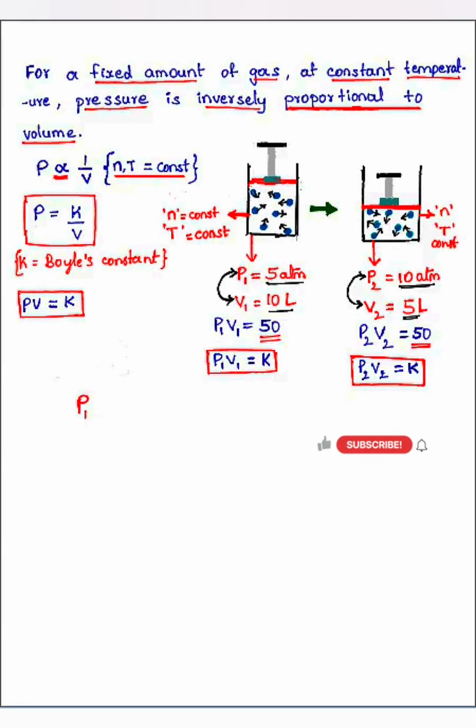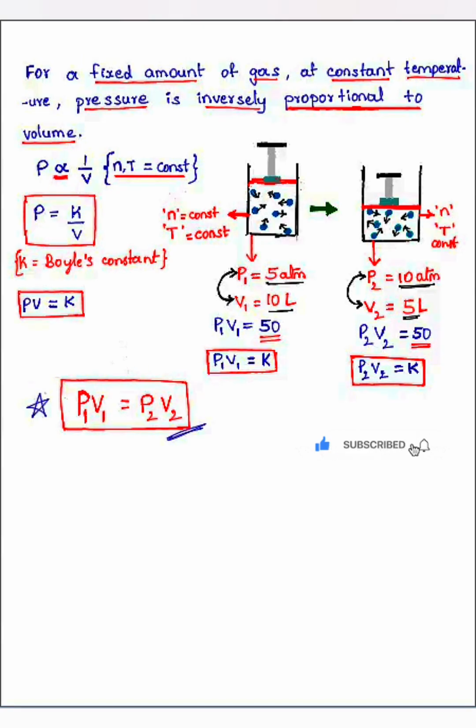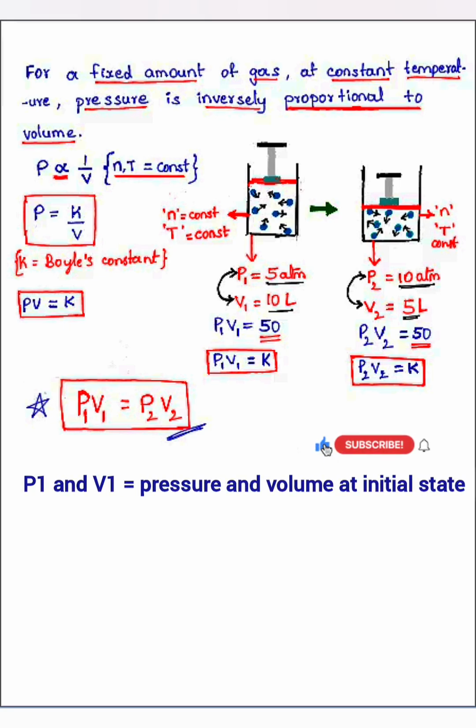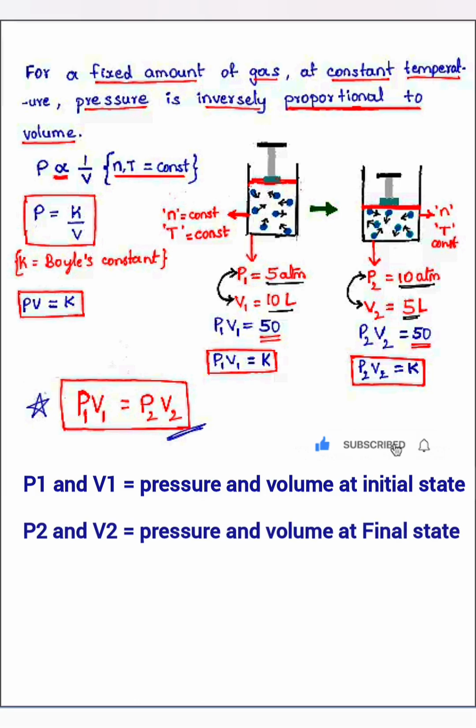Now I'll write P1 V1 equals P2 V2 as the final equation. Remember that if I change the pressure from P1 to P2, then the volume will automatically change from V1 to V2. Also remember that P1 and V1 are the initial states of pressure and volume, and P2 and V2 are the final states. So this is all about Boyle's law.